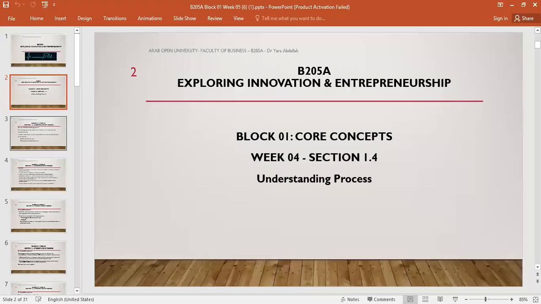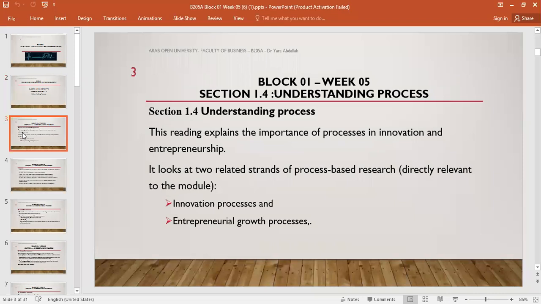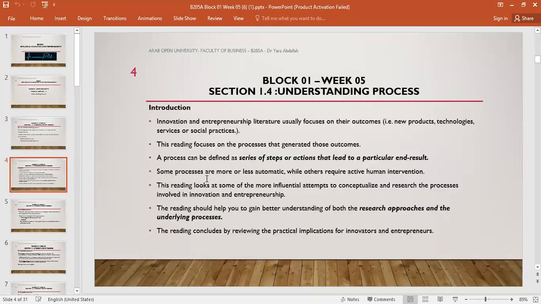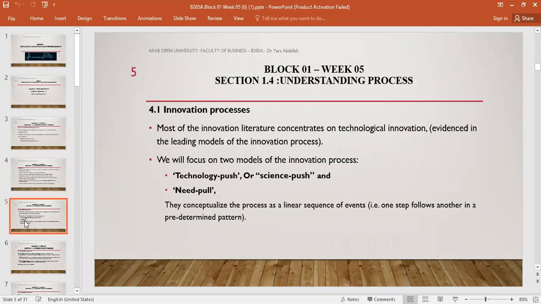Today, we are going to discuss block 1, week 5. And this week is talking about understanding the process, either the innovation process or the entrepreneurial process. Okay? And we are going to start with the innovation process.